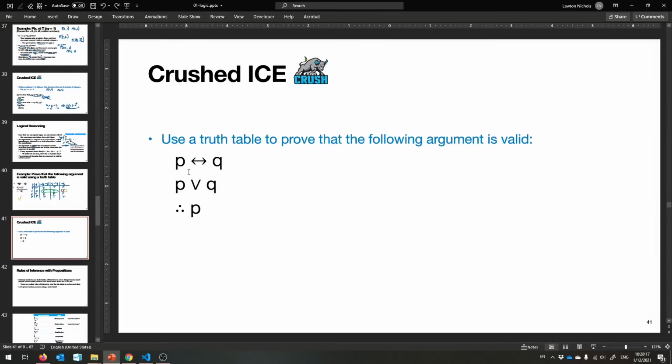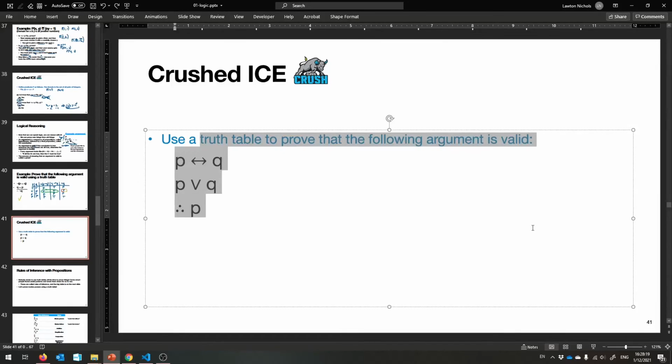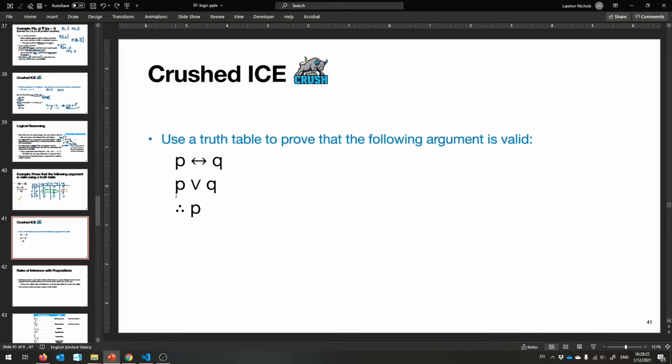Okay, so now I want you to do it yourself. Use a truth table to prove that the following argument is valid. Okay, that this proof is correct.